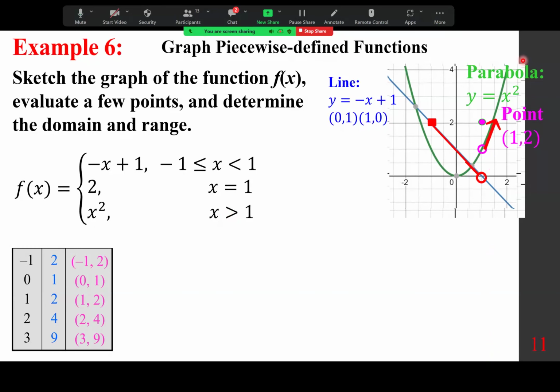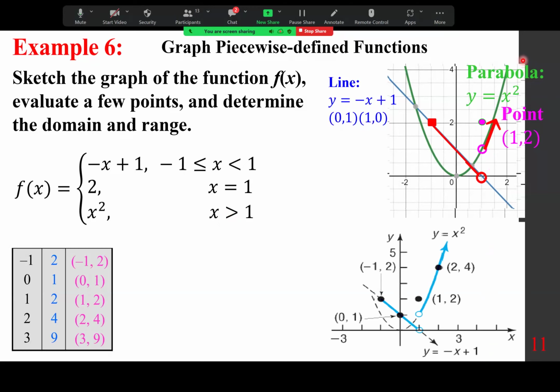So to put them together, it looks like this. This portion, there is a hole. This portion, there is a hole. And this point is here.